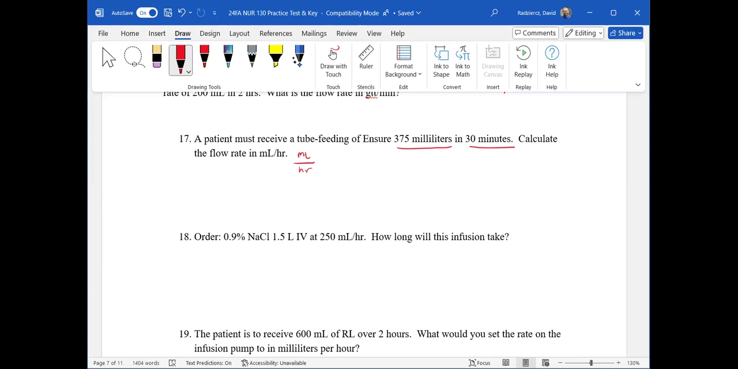But sometimes you could just figure this stuff out in your head. You can be like, okay, well, it's 375 and 30. 375 times 2 will give me what it would be in 1 hour. And then you're like, okay, it's 750 milliliters per hour, and you're good to go. But if you don't feel confident doing that, there are other ways to get the answers, and I'm going to show you how to do that.